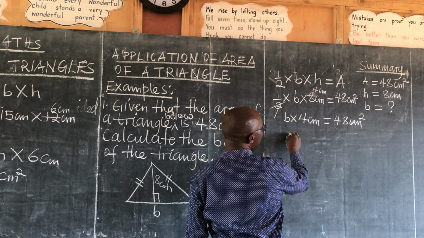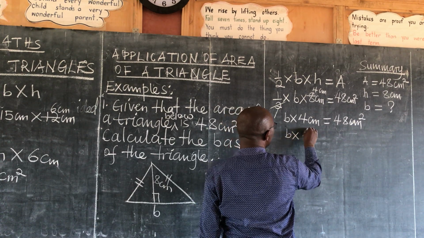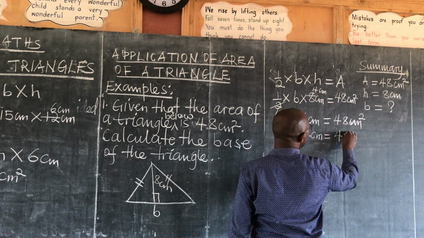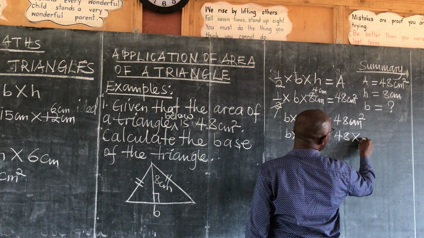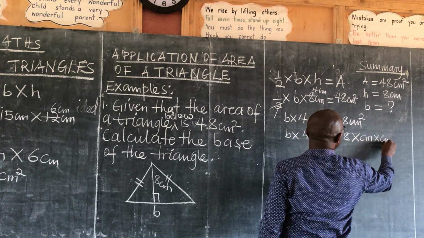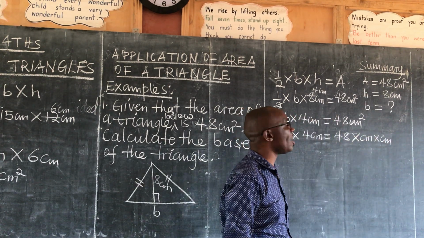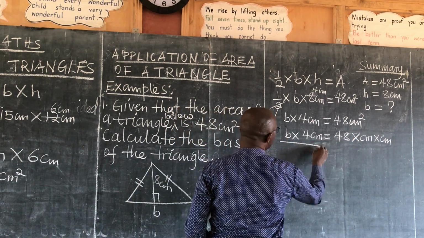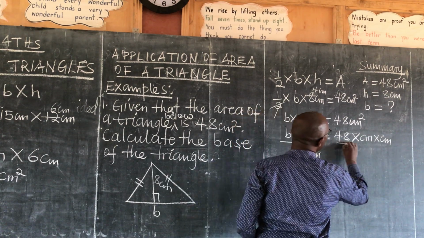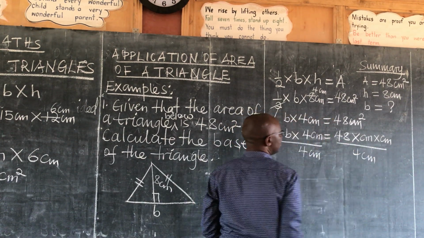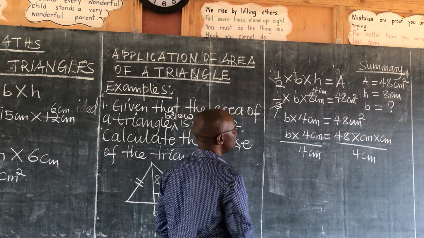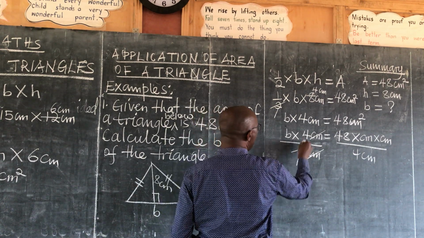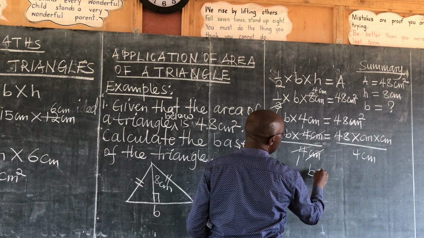So this is going to be B times 4 centimeters is equal to 48 cm times cm, because cm squared means you multiply cm twice. So divide both sides by 4 centimeters and by 4 centimeters, to remain with only B, which is the base. So we cancel. This will go with that. So by 4, 1, by 4, 1. So you remain with only B.